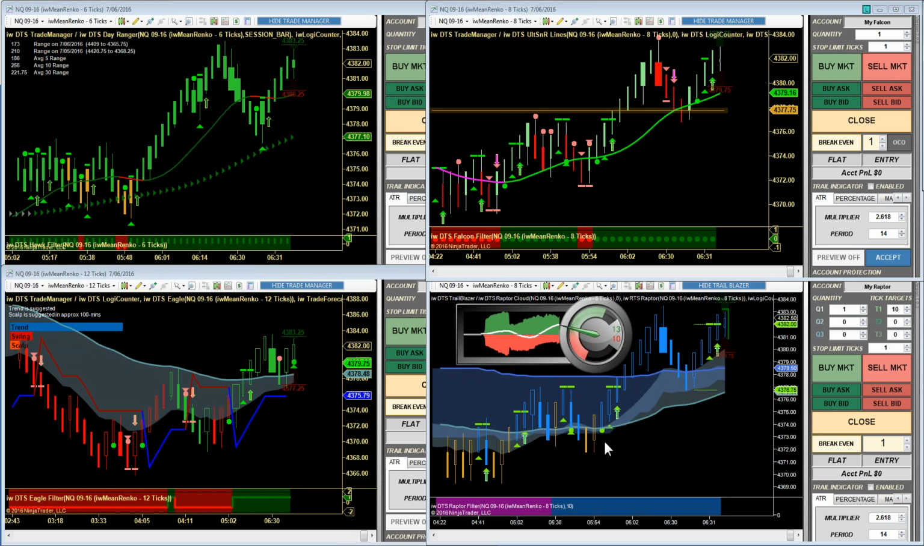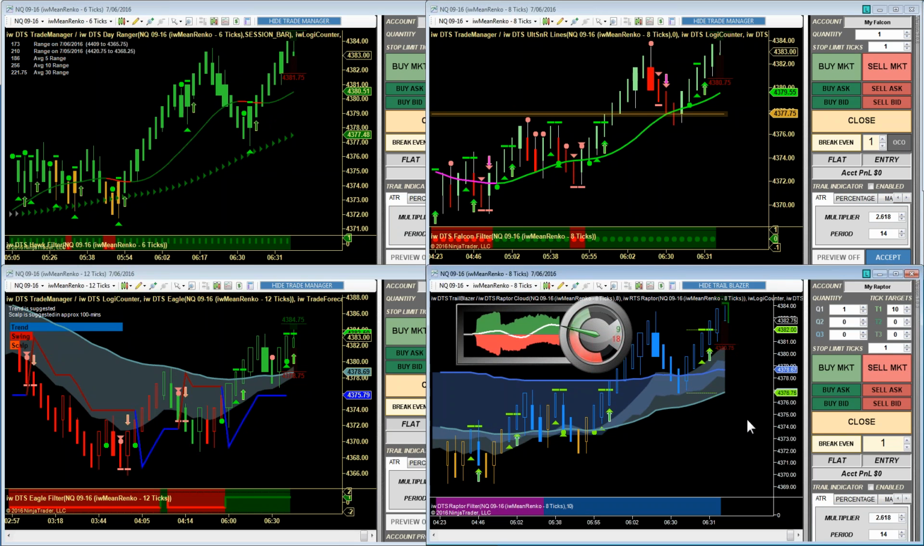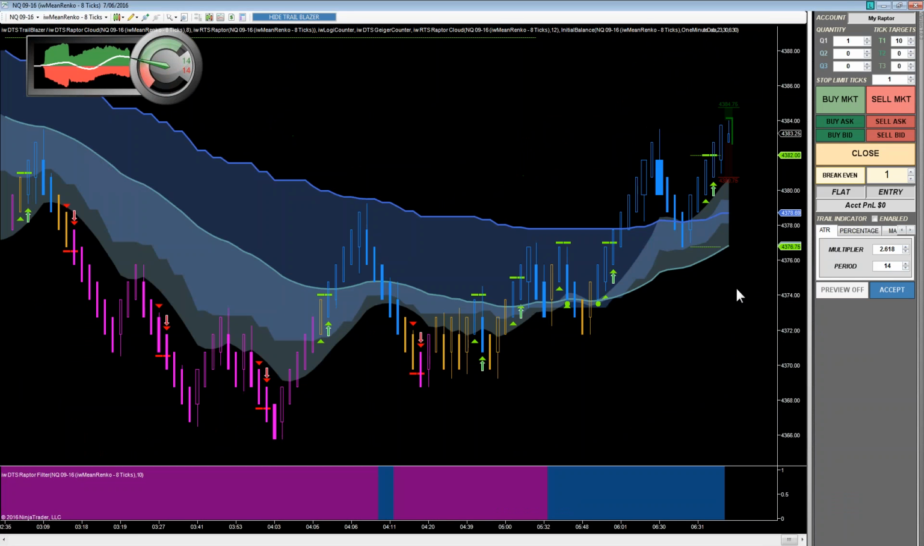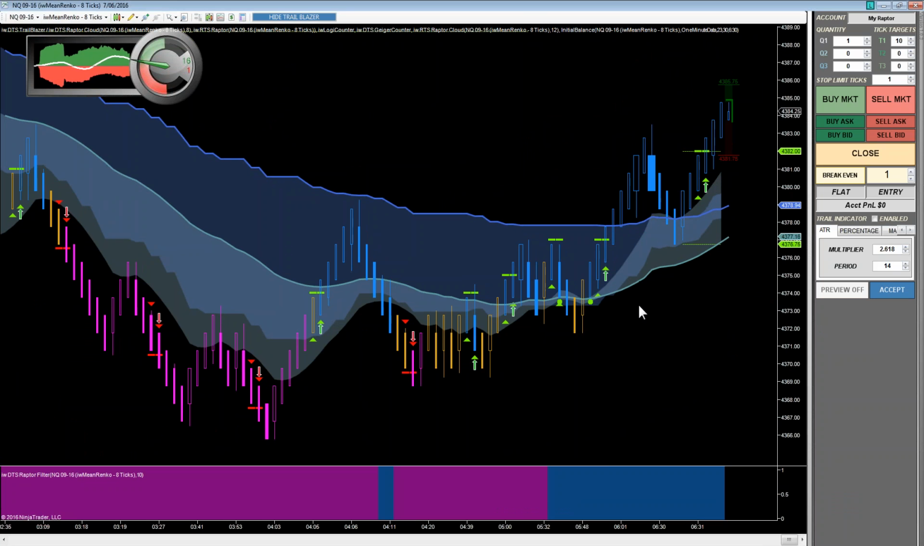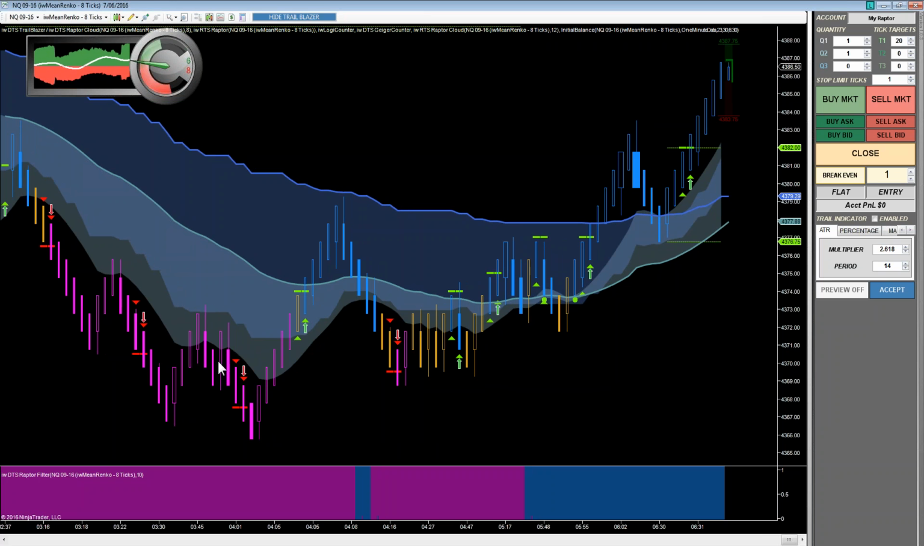The last tool that's here in the bottom right corner, this is the Raptor. The Raptor is the latest addition to the DTS family. It is kind of a hybrid, I suppose. It incorporates elements of the Hawk Scalper, the Falcon Swing Trader, and the Eagle Trend Trader all into one trading tool. Now, I'll show you how all these tools work here this morning.